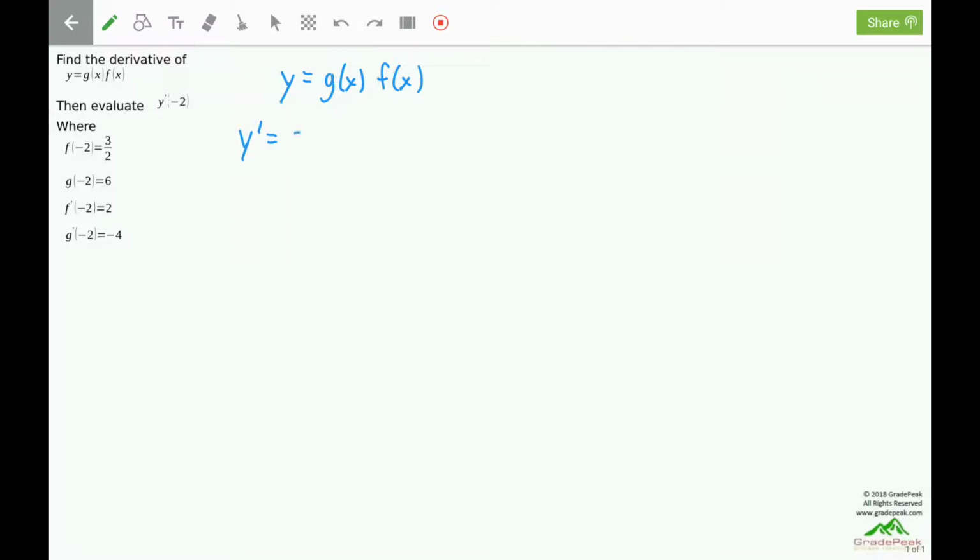Y prime, which can also be called dy dx, will be the product rule. Derivative of the first, we will call that g prime of x, times the second, f of x left alone, plus the first left alone, g of x, times the derivative of the second, we will call that f prime of x. The next thing we want to do is evaluate y prime of negative 2.